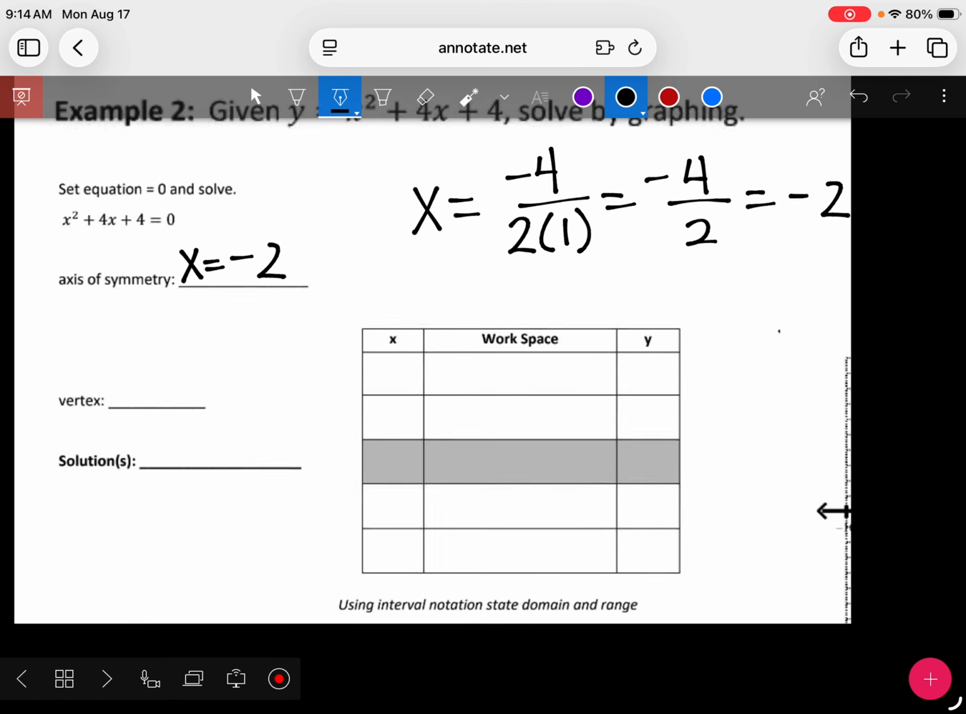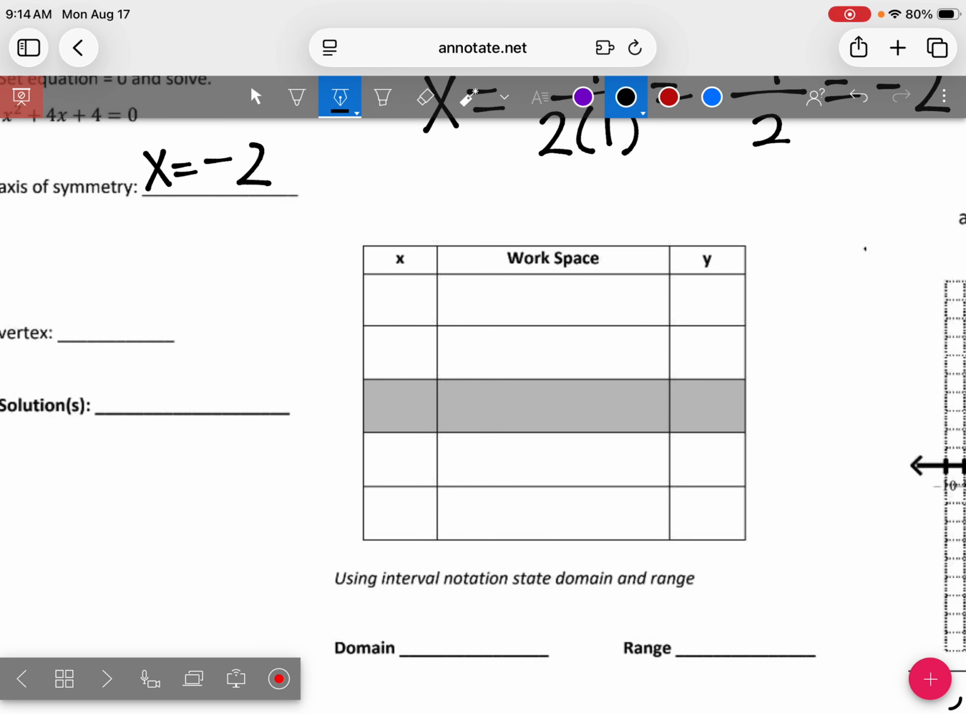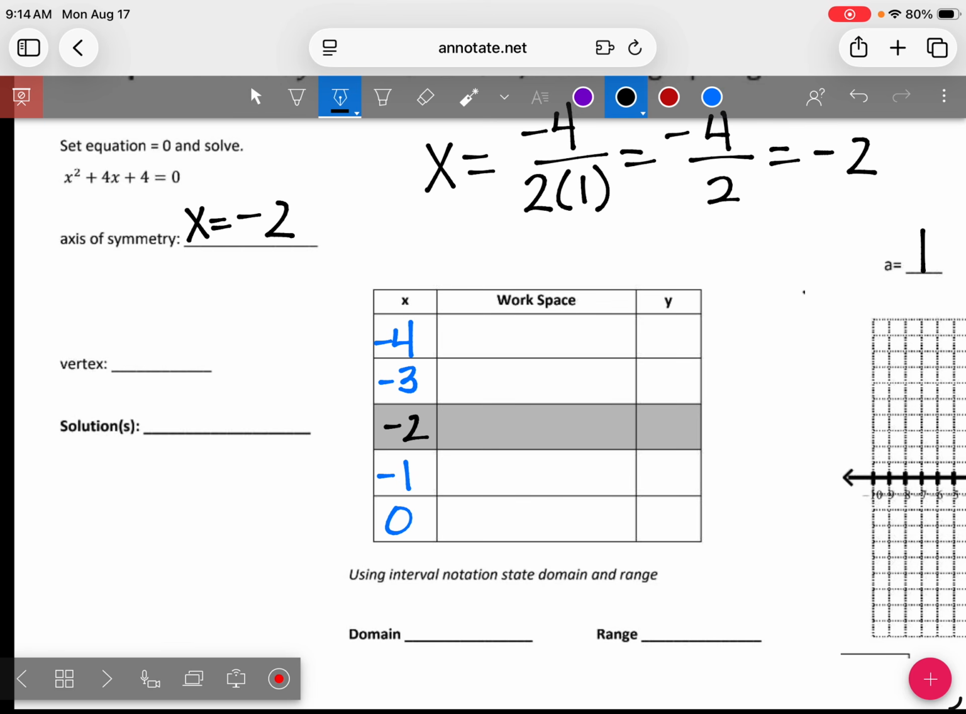All right, so now let's go to our table. That is going to go in the middle. And if you look at the board, I kind of put a box because I finally got my number line together. So negative 2 is in the middle. It doesn't matter what direction you put your numbers. You can go big to small, small to big. I'm going to go small to big. So I have negative 4, negative 3, negative 1, and 0. And my equation that I'm using over and over again, x squared plus 4x plus 4.